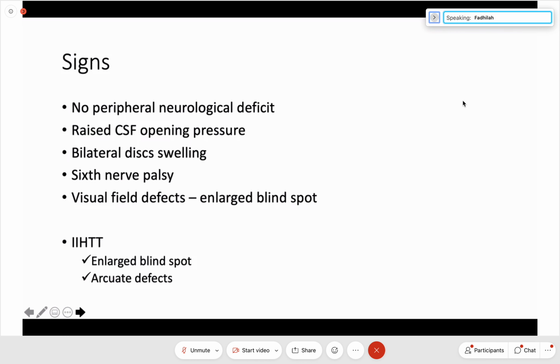They of course have bilateral swelling. They could have sixth nerve palsy as well, and they can have visual field defects. Again, classically it's an enlarged blind spot, but in the end they can have a suppressed visual field, or the visual field becomes small, encroaching toward the center.